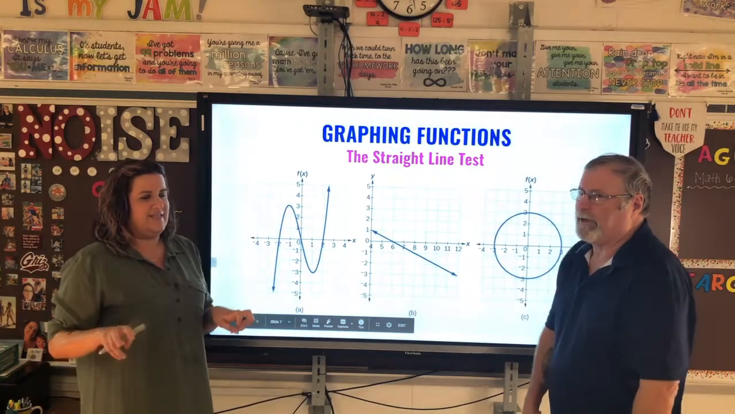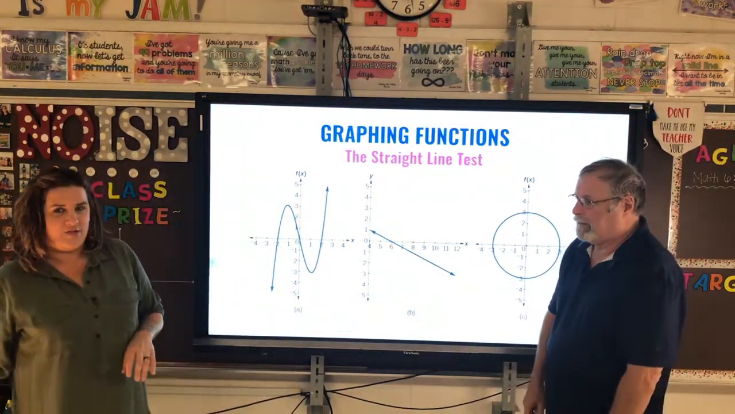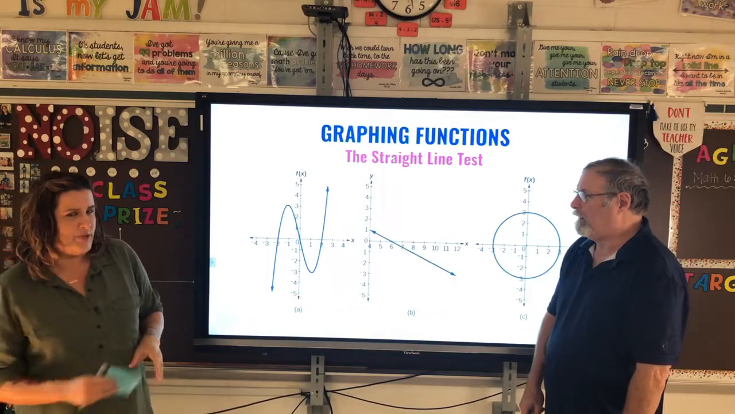On a graph, if it's actually graphed for us, we can do something called the straight line test. I like the straight line test. Say I have this large piece of paper, we'll just pretend.